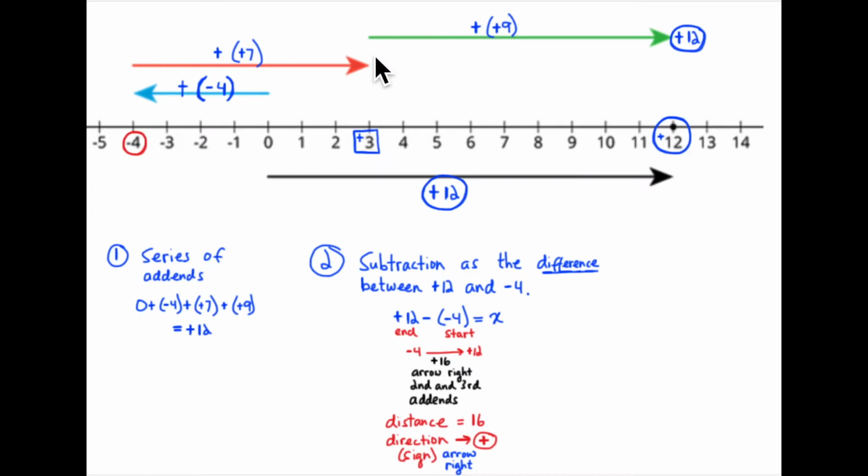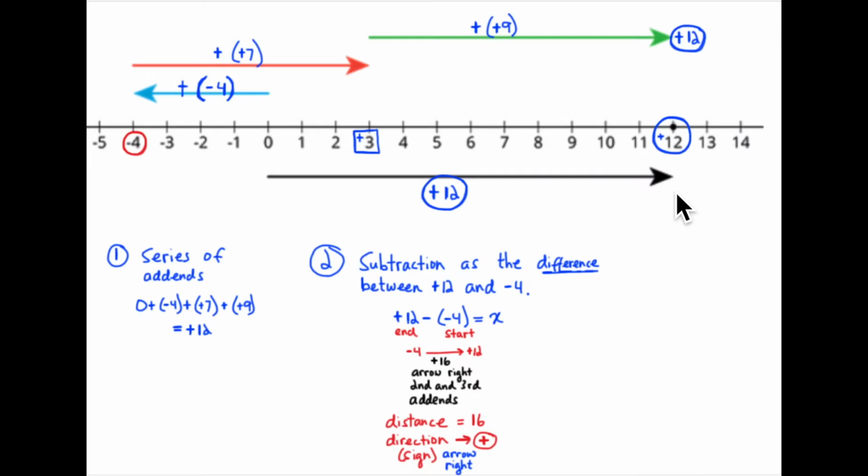Now another subtraction problem shown here is what's the difference between +12, again the sum, and +3. Well, the second addend would be this +9. So that answer is +9. It's 9 units from 3 to 12. So what's the difference between +12 and +3? It's those +9 units. 9 units is the distance, and it's positive because it's an arrow to the right.